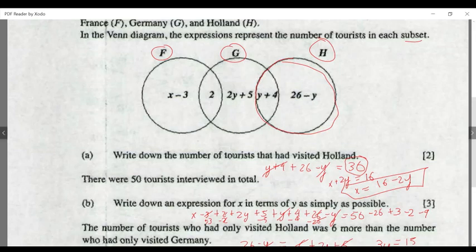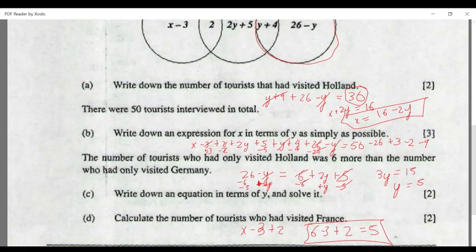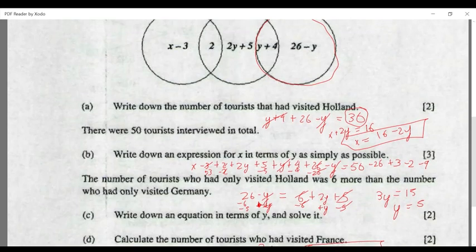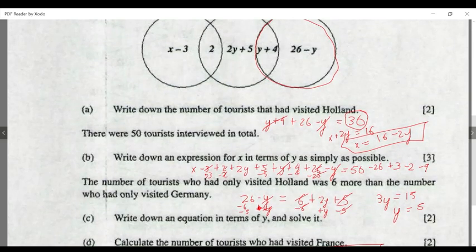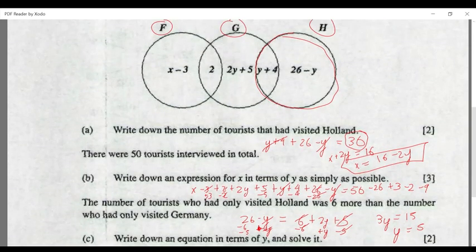Okay, B. So B says there are 50 tourists interviewed in total. Write down an expression for x in terms of y as simply as possible. So recognize that they told you the total tourists were 50. So basically I wrote down the summation of these subsets. So it's just x minus 3 plus 2 plus 2y plus 5 plus y plus 4 plus 26 minus y. And then of course it's equal to 50.